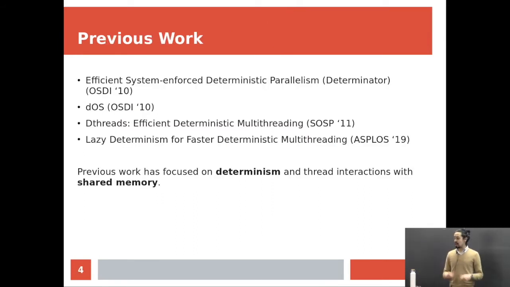Now I want to talk a little bit about our previous work in this area. The first two systems we see listed here, the Terminator and DOS, are both operating systems. And the idea is that they build an operating system that will make sure that things run deterministically. For these latter two works, this is very common of the research in this area. We see D-threads and a deterministic multi-threading paper as well. So what we can gather from here is that a lot of previous work has focused solely on determinism, and oftentimes previous work focuses on threads interactions with shared memory, which is often what people think about when they think about non-deterministic results from a program.